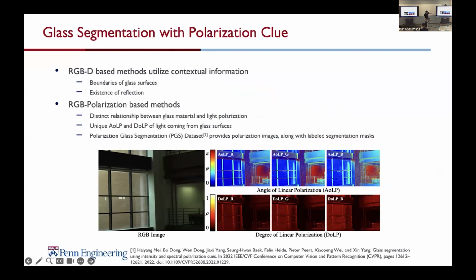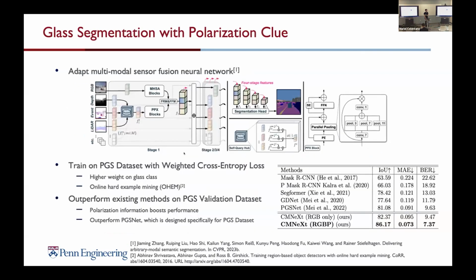As you can see from these examples, it's not a very great example, but you can sort of see that. Can you see that on Zoom? You can see that the glass surface has a uniform angle of linear polarization, and the degree of linear polarization for the reflection part is different from other parts. I'll get into more detail about why angle and degree of linear polarization is unique for glass surfaces. But they're similar to RGB images. So yeah, hope that answered the question. Okay.